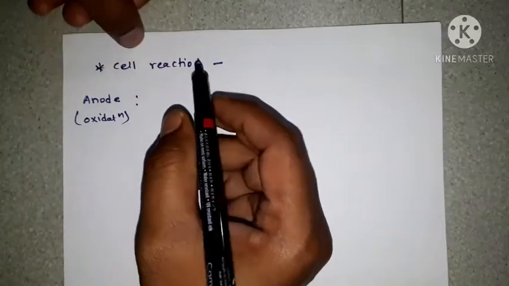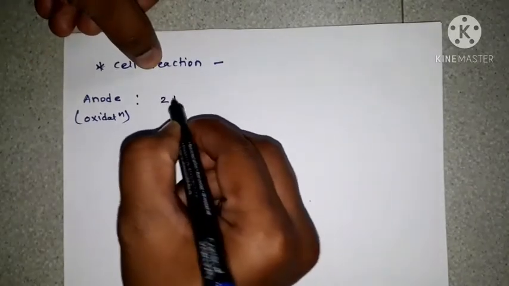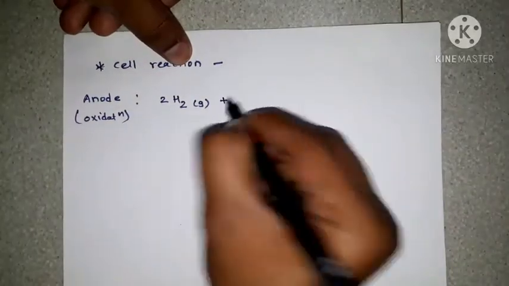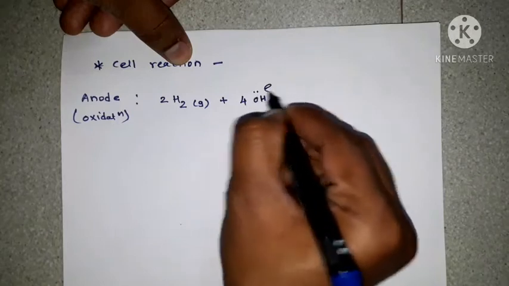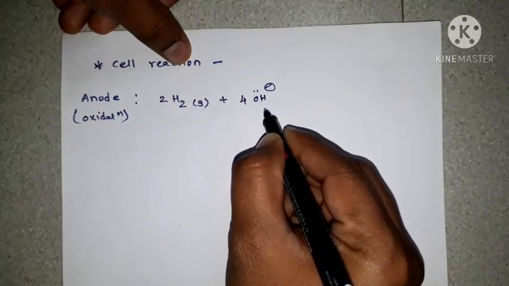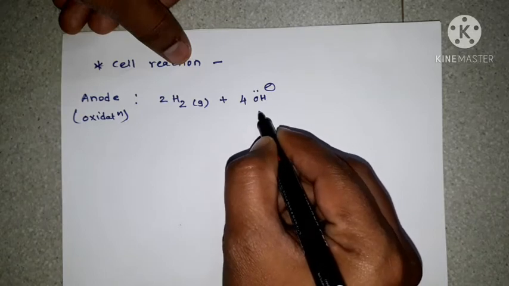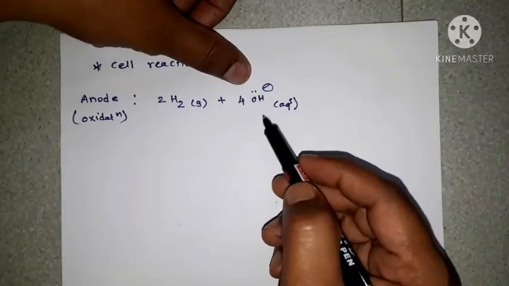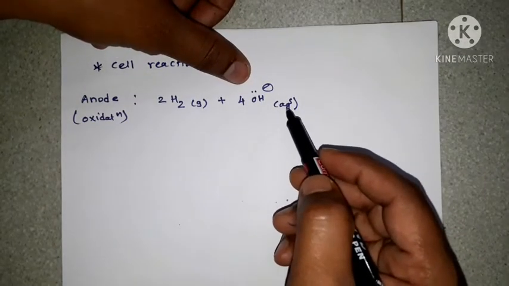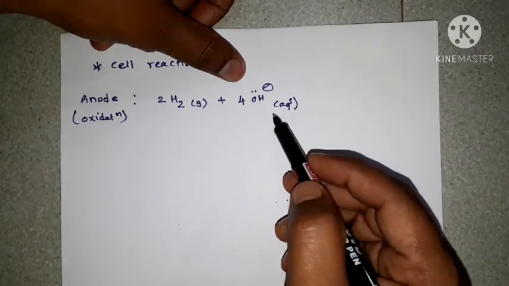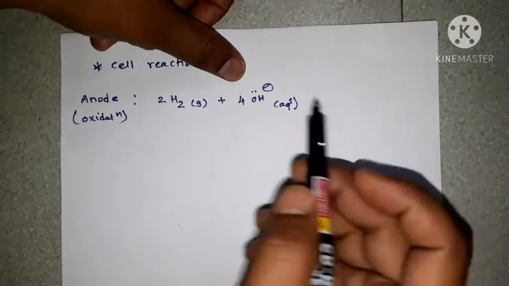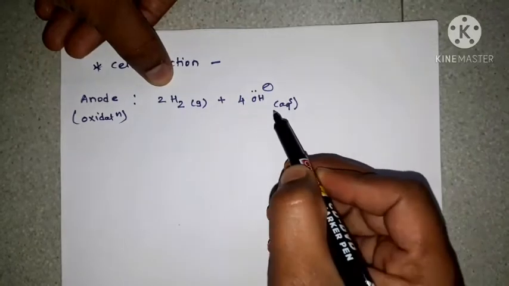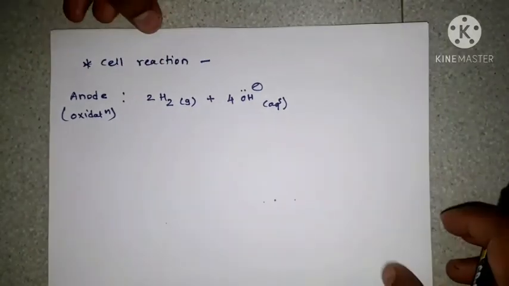How does the oxidation process occur? We have to take 2 moles of hydrogen gas and hydroxyl ion from the electrolyte, that is, you can take KOH or NaOH in the aqueous form. Do you know, when KOH or NaOH is added into water, it forms the aqueous phase, that is K plus, OH minus or Na plus and OH minus. So we have to take 2 moles of hydrogen gas and 4 moles of hydroxyl ion in aqueous phase, okay.